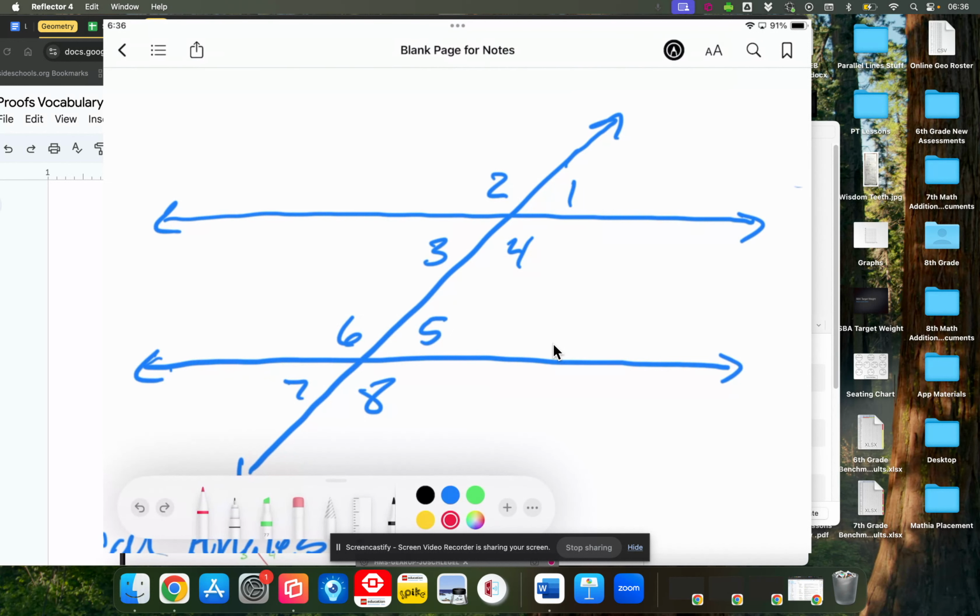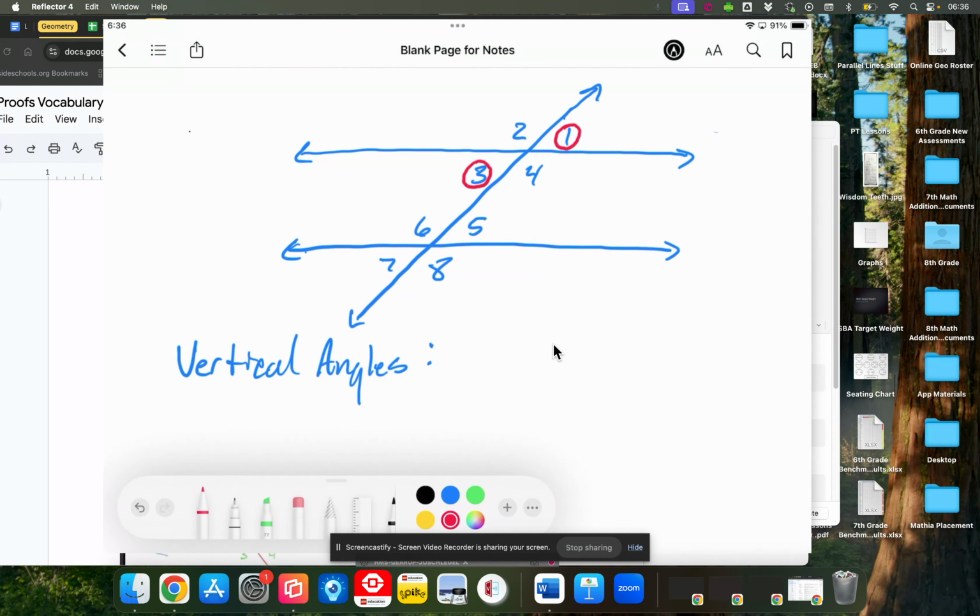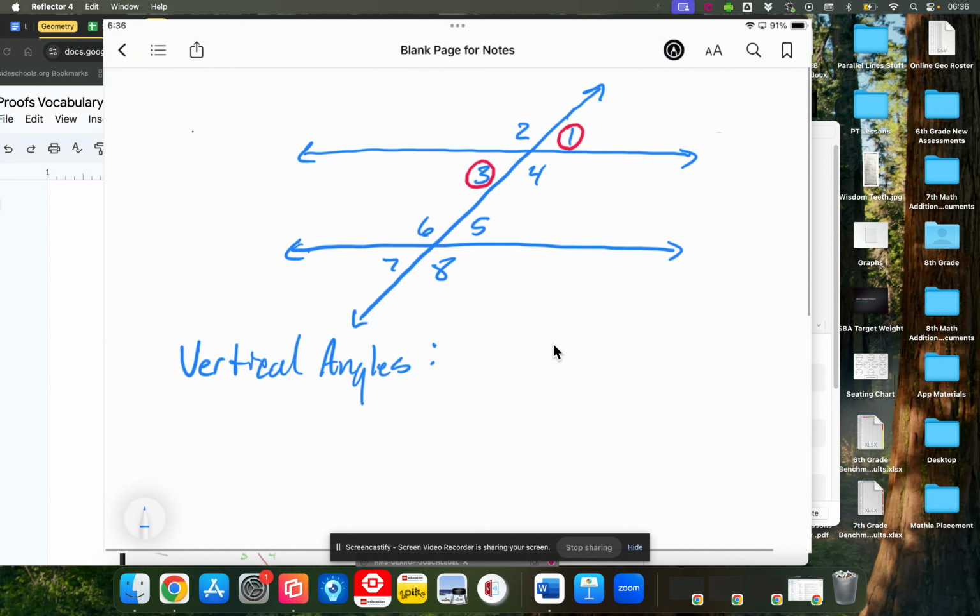vertical angles. So for instance, if I look at angle 1, I'm looking for the angle that is opposite of angle 1 that shares a vertex. That would be angle 3. Vertical angles, angle 1 and angle 3 are vertical. I can make the statement that angle 1 is congruent to angle 3. So the measure of angle 1 is equal to the measure of angle 3.